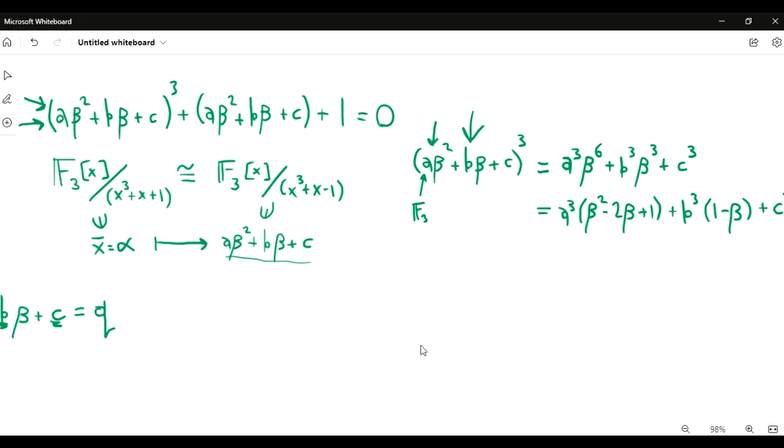So then that's nice because now I can take my equation up here that I was referencing before, right? And what's a way that I can rewrite this that just has lower powers of beta now? So this is a^3 (beta^2 - 2 beta + 1), and then plus b^3 (1 - beta), plus c^3.